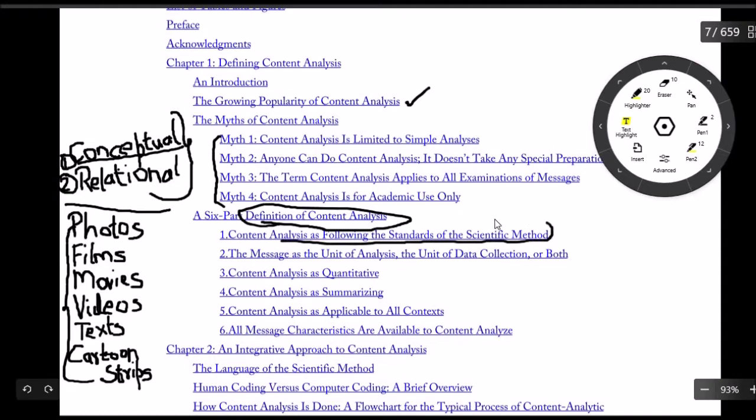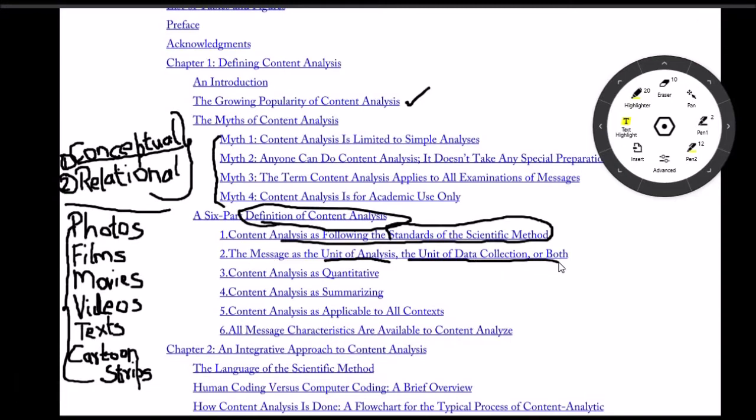Similarly, a 6-part definition of content analysis, which you can see, presents content analysis as following the standards of the scientific method. Now those people who say that no, we are not interested in content analysis, make them understand. Here we go, this standard, and this book is a Bible I have given to you. The message is that the unit of analysis, the unit of data collection, or both.